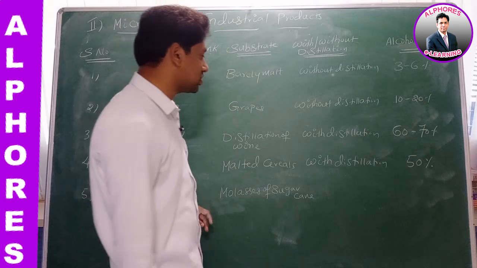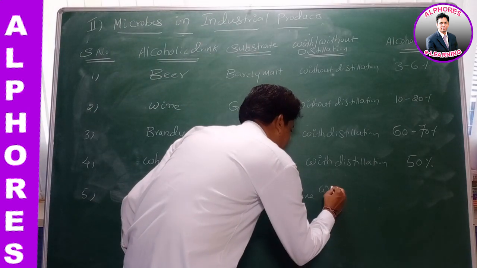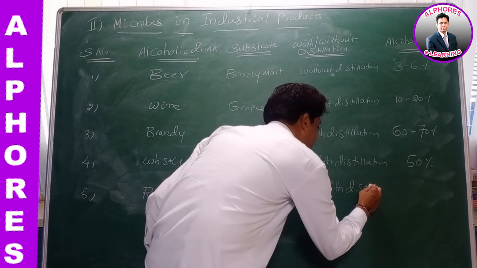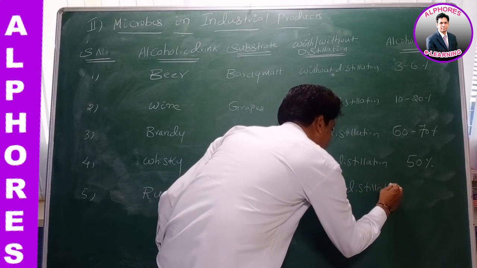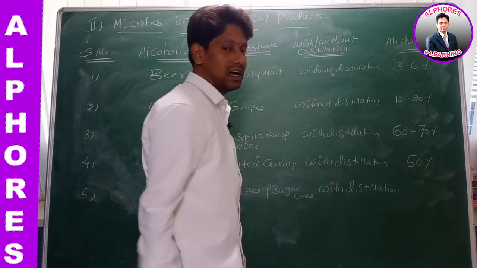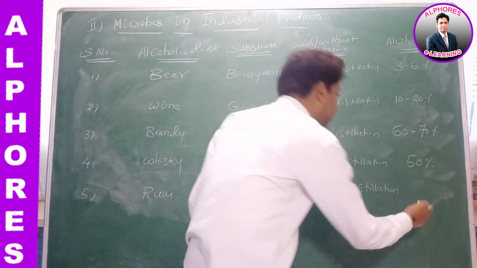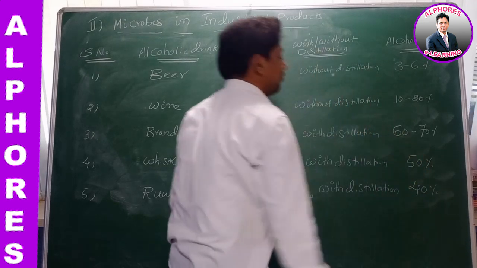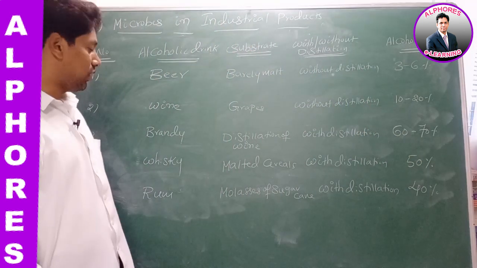Sir, does rum production involve distillation or not? It involves distillation. With or without distillation? With distillation. As distillation is involved, will its alcohol content be low or high? Its alcohol content is high. How much is it? 40%.